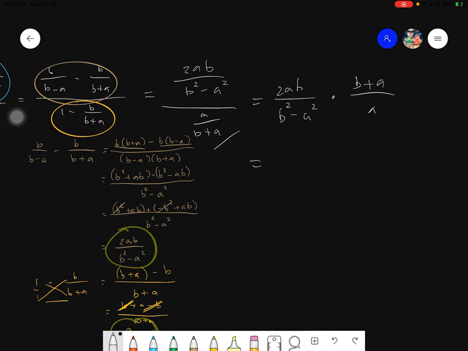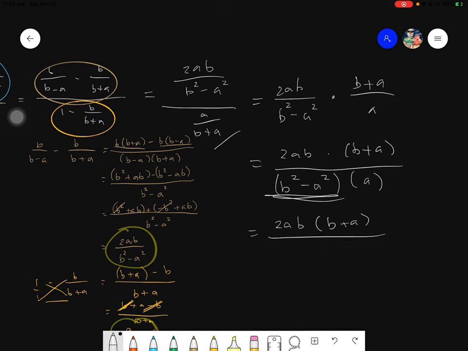Okay? So this one, we don't need to multiply any. We need to multiply pala. So it's 2ab times b plus a all over b squared minus a squared times a. Now, this one can be factored out. So it's 2ab times b plus a all over b plus a times b minus a. This is the factored form, and that is the difference of two squares. I can cancel out this one, leaving me with 2ab over, and I can still cancel out a for a, leaving me with 2b over b minus a.